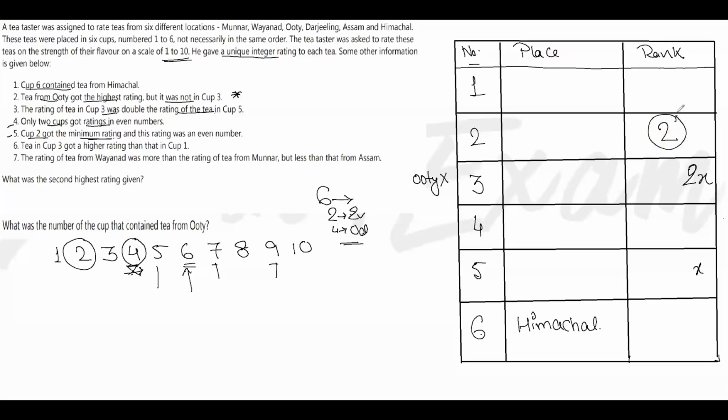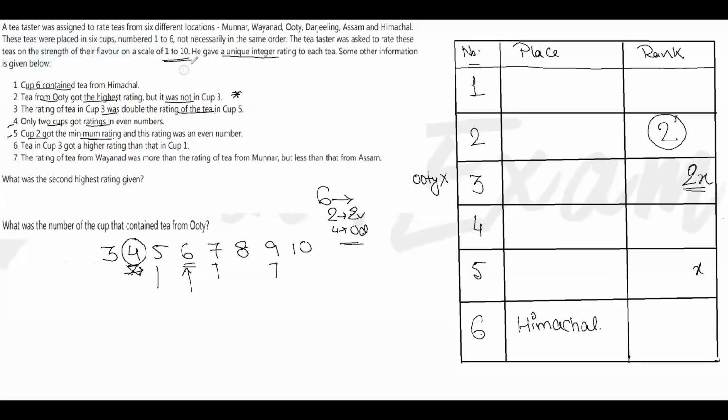This is fixed. Cup 3 has also got an even rating because it's equal to 2x, and 2x is always even. So now let me just delete all the ratings that are not possible. So 2 and 1 are gone. Okay, now let's move on.